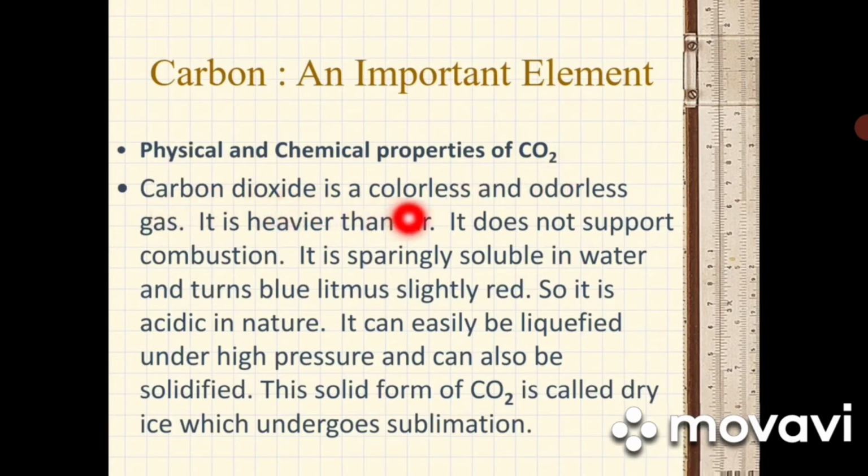Physical and chemical properties of carbon dioxide gas. Carbon dioxide is a colorless and odorless gas. It is heavier than air. It does not support combustion. It is sparingly soluble in water and turns blue litmus slightly red. So it is acidic in nature. It can easily be liquefied under high pressure and can also be solidified. This solid form of carbon dioxide is called dry ice, which undergoes sublimation.